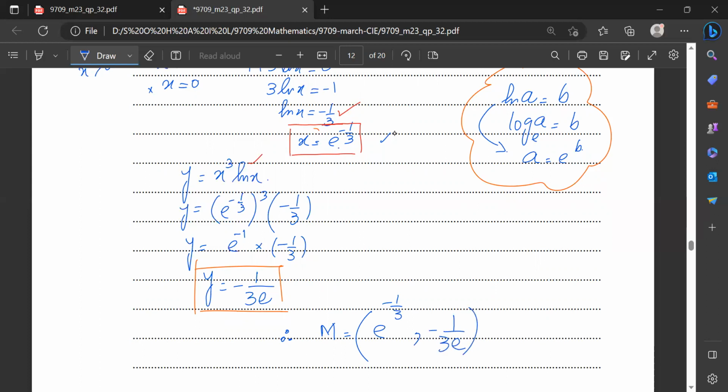So these are the x and the y coordinates of the minimum point M: 1 e power minus 1 over 3 and minus 1 over 3e.